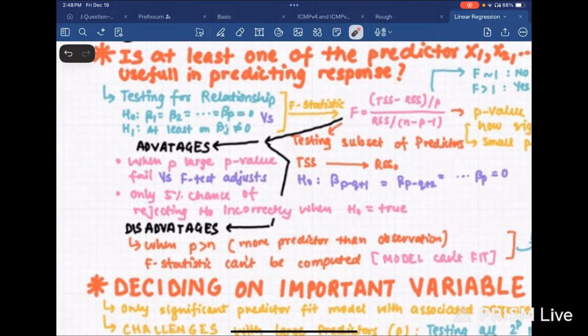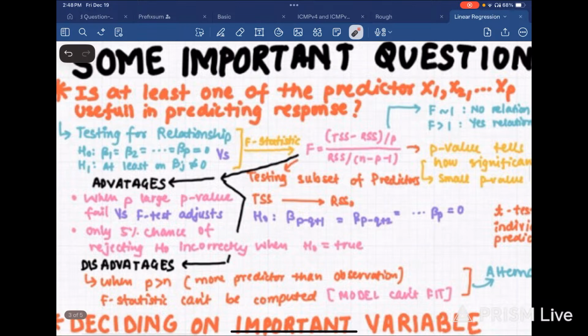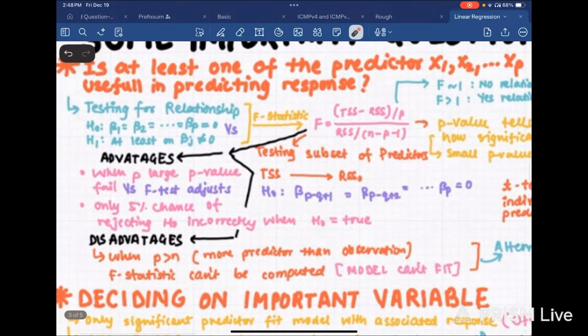In the hypothesis testing, the null hypothesis is that beta 1 equals beta 2 and so on, all the coefficients equal 0, versus H1, which is that at least one beta j is not equal to 0. So any one can be non-zero, which is the opposite of the null hypothesis. The first test we will do is called the F test.